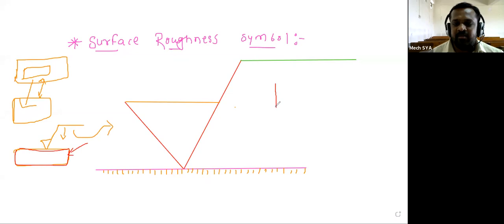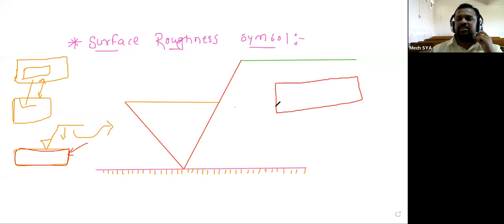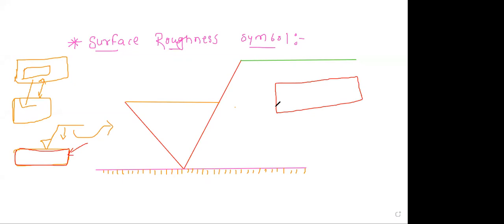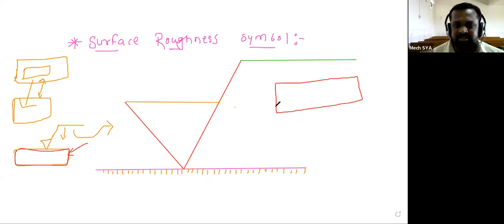Suppose we are having one component like this. What is meant by the surface roughness? Please tell me, short definition. Irregularity on the surface of a machine component. Irregularities, simple. Surface roughness is nothing but the irregularities. Then direction of lay is nothing but, I'm going to write here.